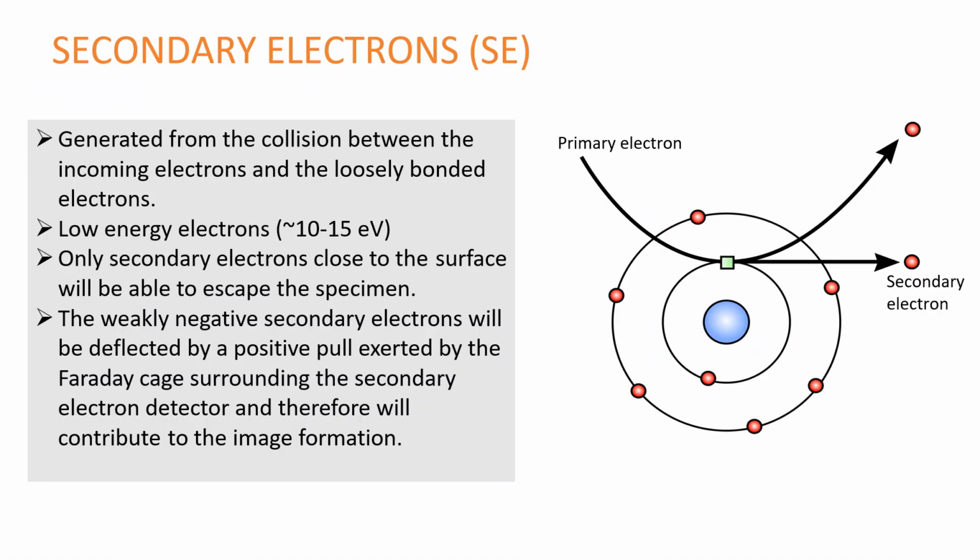So, what are the secondary electrons? Secondary electrons are used for the topographical image of the sample. They are generated closer to the surface of the sample. They are low energy electrons, nearly equal to 10 to 15 electron volts. They are generated from the collision between incoming electrons and loosely bonded electrons. The weakly negative secondary electrons will be deflected by a positive pull exerted by the Faraday cage surrounding the secondary electron detector and therefore will contribute to the image formation.